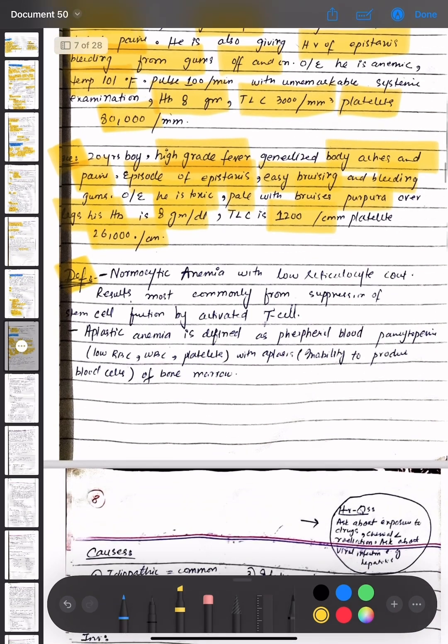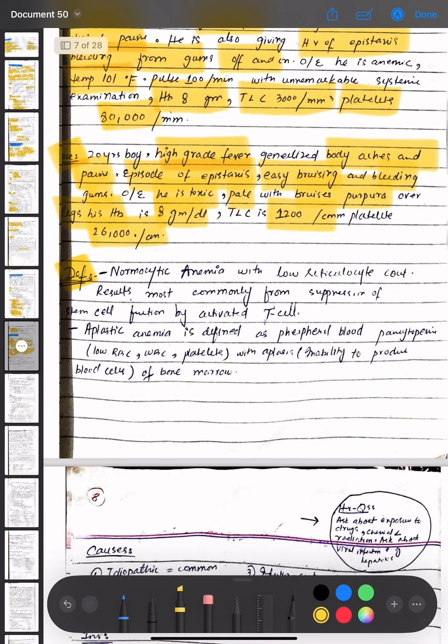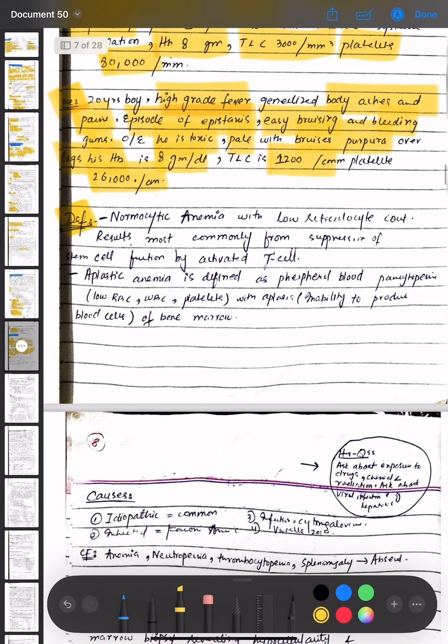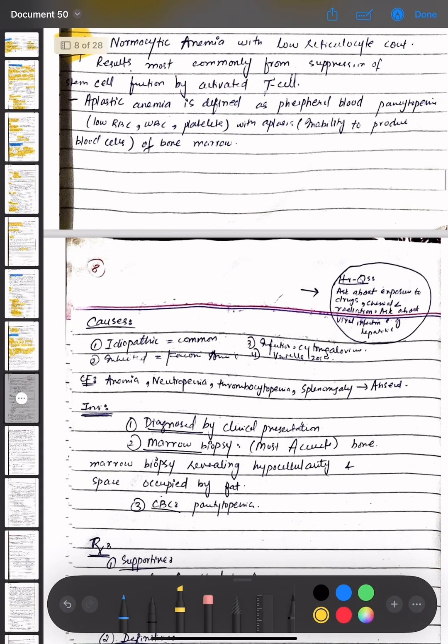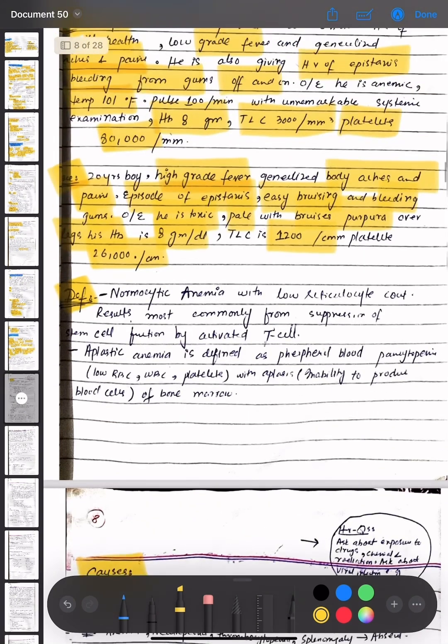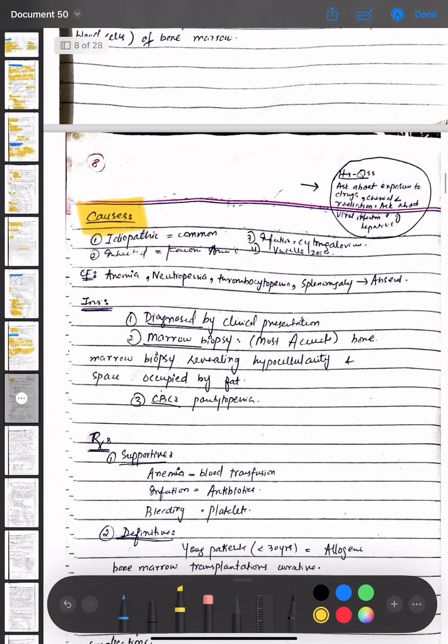We have normocytic anemia with low reticulocyte count, results most commonly from suppression of stem cells function by activated T cells. Aplastic anemia is defined as peripheral blood pancytopenia, that is low RBC, WBC, and platelets with aplasia, that is inability to produce blood cells of the bone marrow. The causes of aplastic anemia are idiopathic, infectious, that is cytomegalovirus, inherited, and varicella zoster.